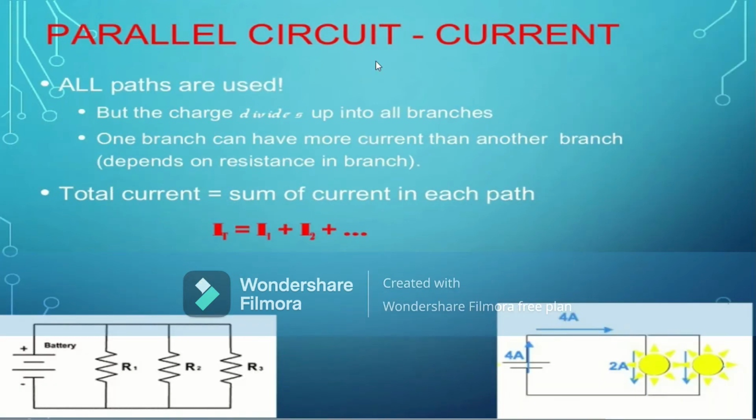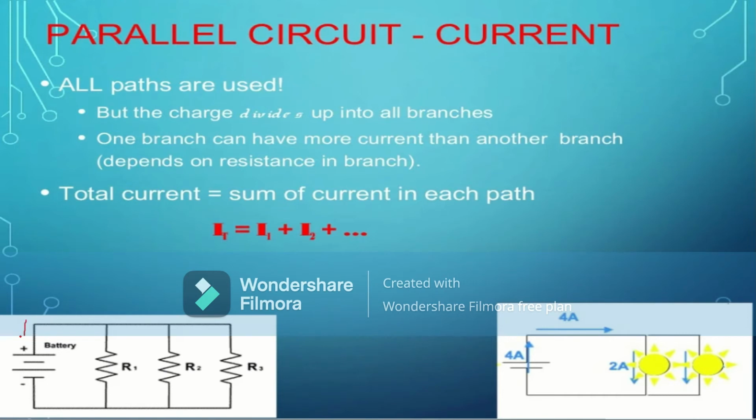In a parallel circuit, current uses all paths, but the charge divides up into all branches. One branch can have more current than another branch. It depends on the resistance in the branch. This may be 2 or this may be 4, 3. Total current will equal the sum of current in each path.